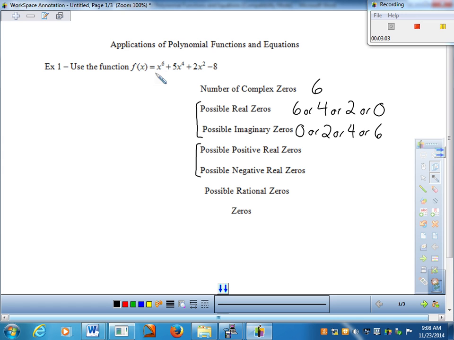So as I look for sign changes, positive 1 to positive 5, nope, no sign change. Positive 5 to positive 2, no sign change. Positive 2 to negative 8, there is a sign change. So it looks like 1 sign change right here. And as a result, Descartes would be pretty definitive for this particular function. We should be finding 1 positive real zero. No doubt about that one.